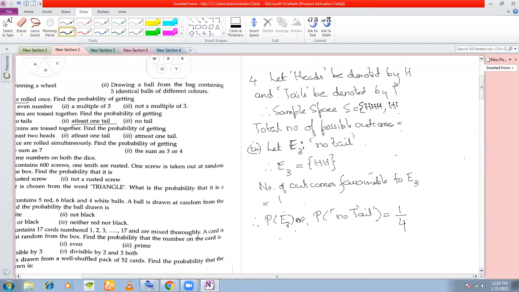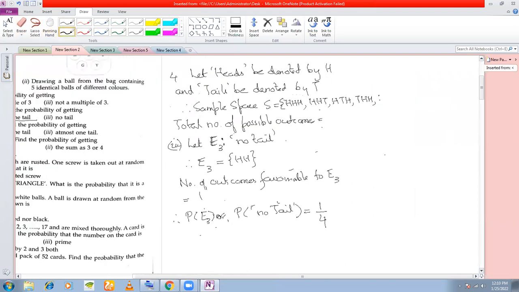I can have HHT, I can have HTH, I can have THH, right? What else can I have? I can have HTT, right? I can have THT, I can have TTH, and I can have all tails. Any other? No. So how many possible outcomes? 2 cube, right? Which is equal to 8. Yes, sir.